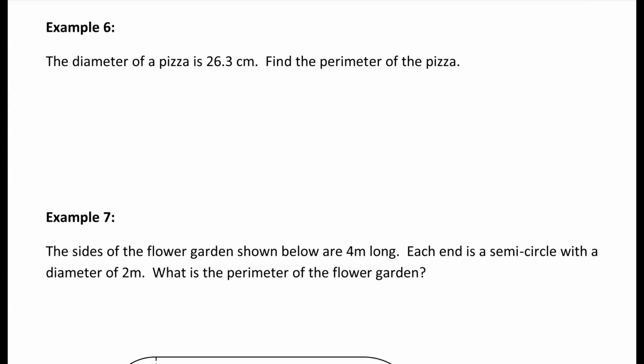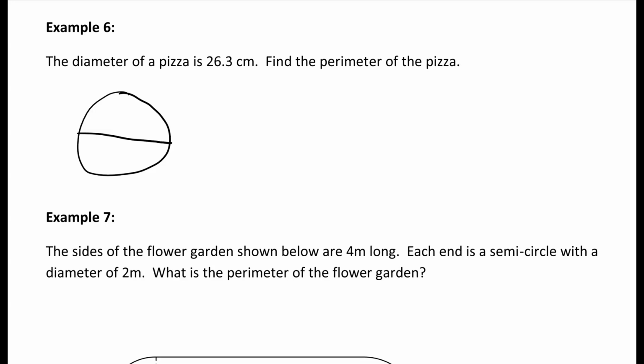Usually when I'm thinking about circles, I'm thinking about pizza, and that's what we have here, a pizza problem. So we're looking at the diameter of a pizza is 26.3 centimeters. What is the perimeter of the pizza? Well, let's see. The pizza, not the most circular pizza, but that'll do for this situation.